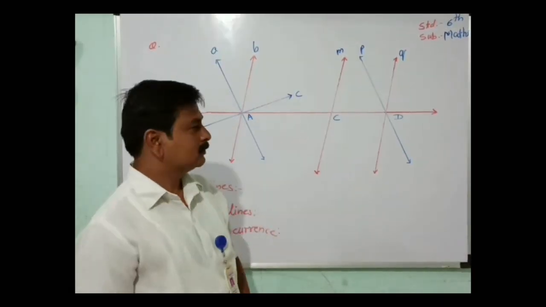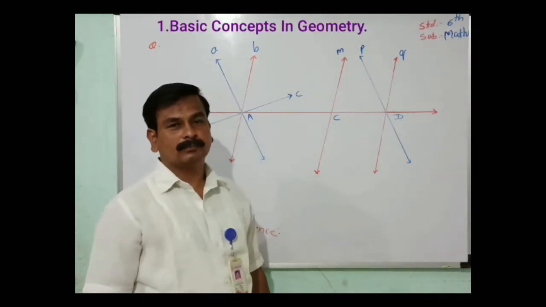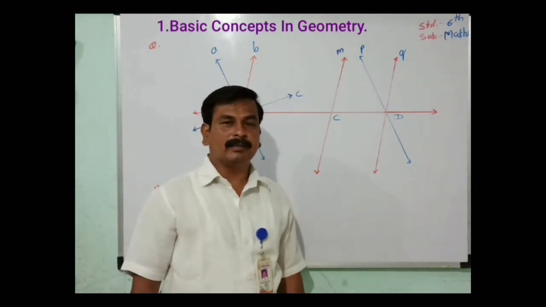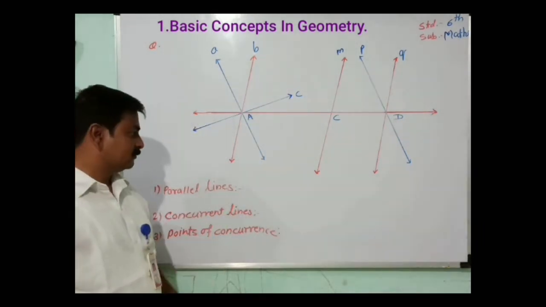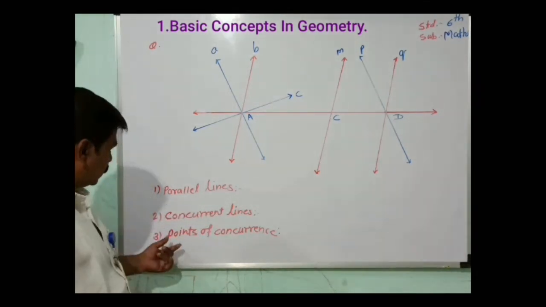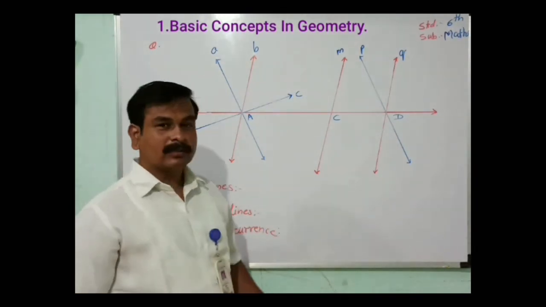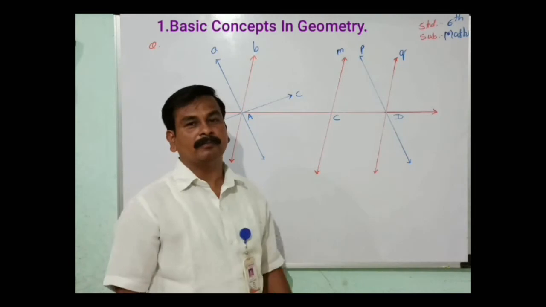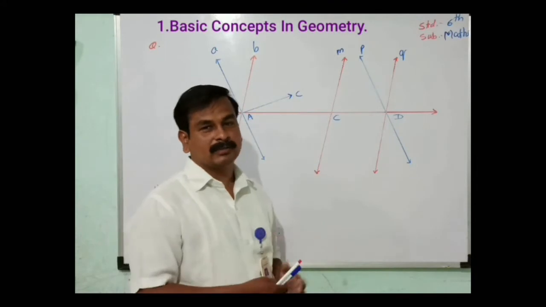Now my friends, I have constructed one diagram here. First observe this diagram carefully and then write names of parallel lines, names of concurrent lines and point of concurrence. First you try to write all these names from this diagram and then compare your answer with my answer.